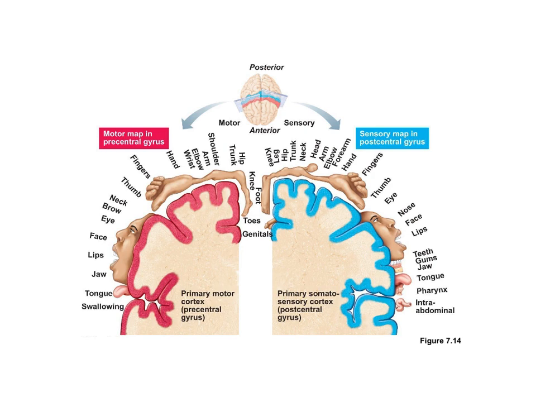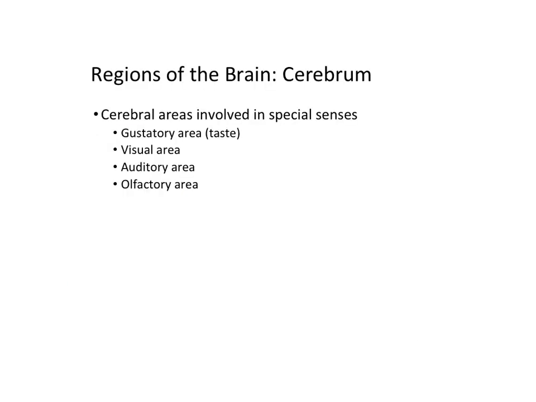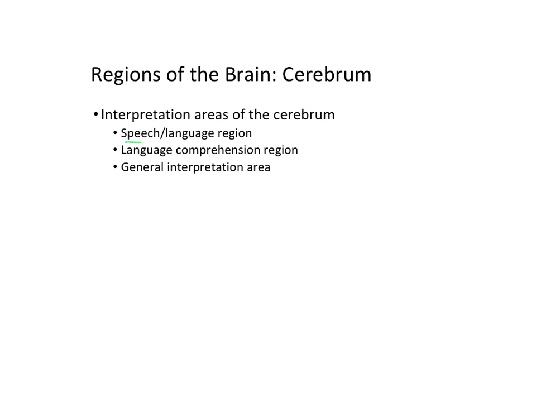This diagram kind of gives an anterior to posterior region of kind of sensory and function. So you can see major things like swallowing, and then like things on your face where that's integrated. It's also found on the other side. So all of these different functions and areas of your body are kind of located across different regions of the cerebrum. Your special senses are housed in the cerebrum, so that's gustatory, which is taste, visual, auditory, and olfactory. Interpretation areas include the speech and language area, language comprehension, and general interpretation.